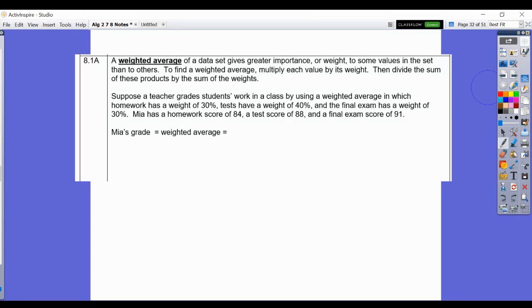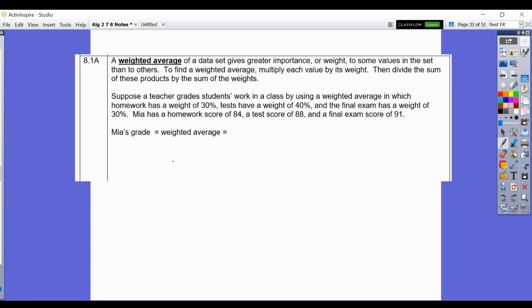So a lot of classes have tests weighted higher than homework, things like that. To find a weighted average, you multiply the value by its weight and then divide the sum of these products by the sum of the weights. So, for example, we have a teacher's class where the homework was weighted 30%.